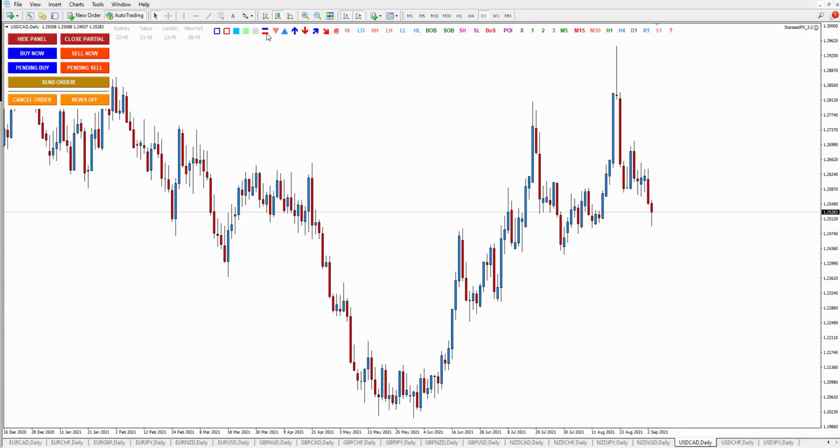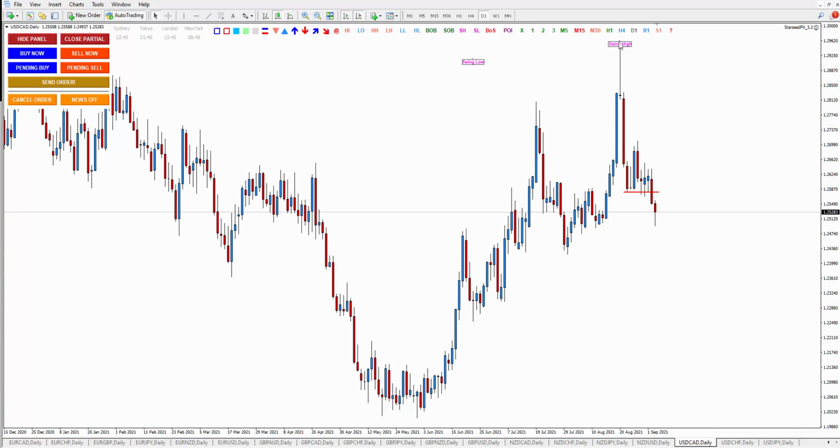So US dollar Canadian, this is the last breakout. This is our swing high, this is our swing low, and our order block is the last bullish candle before the breakout happened. That's our order block. This is our sell order block. I think US dollar Canadian is going to go lower because this is a very big price rejection. I don't know, anything can happen, but this is the way I see it. The price could go back to the sell order block and then go lower.